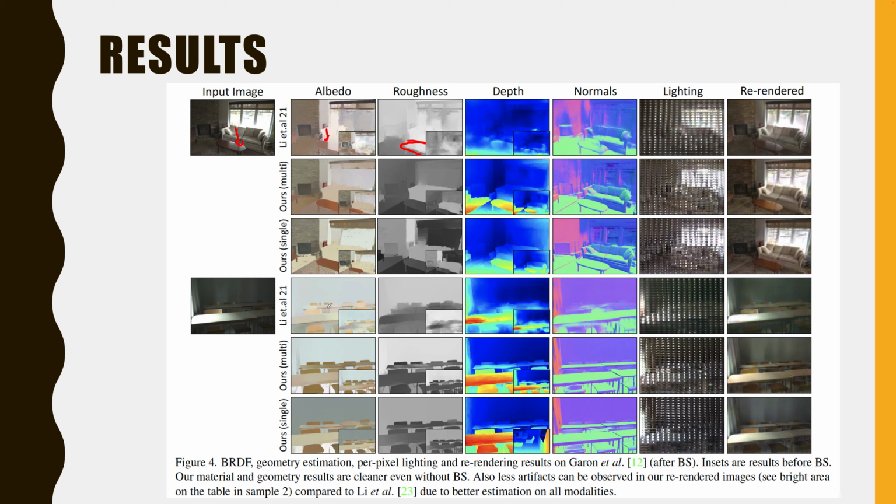And then we have another image, and again you can see the albedo changing here, and it shouldn't, and here it's more consistent. Same thing for the roughness, and the depth is also much better. So yes, you can see there's clearly improvement in this paper.